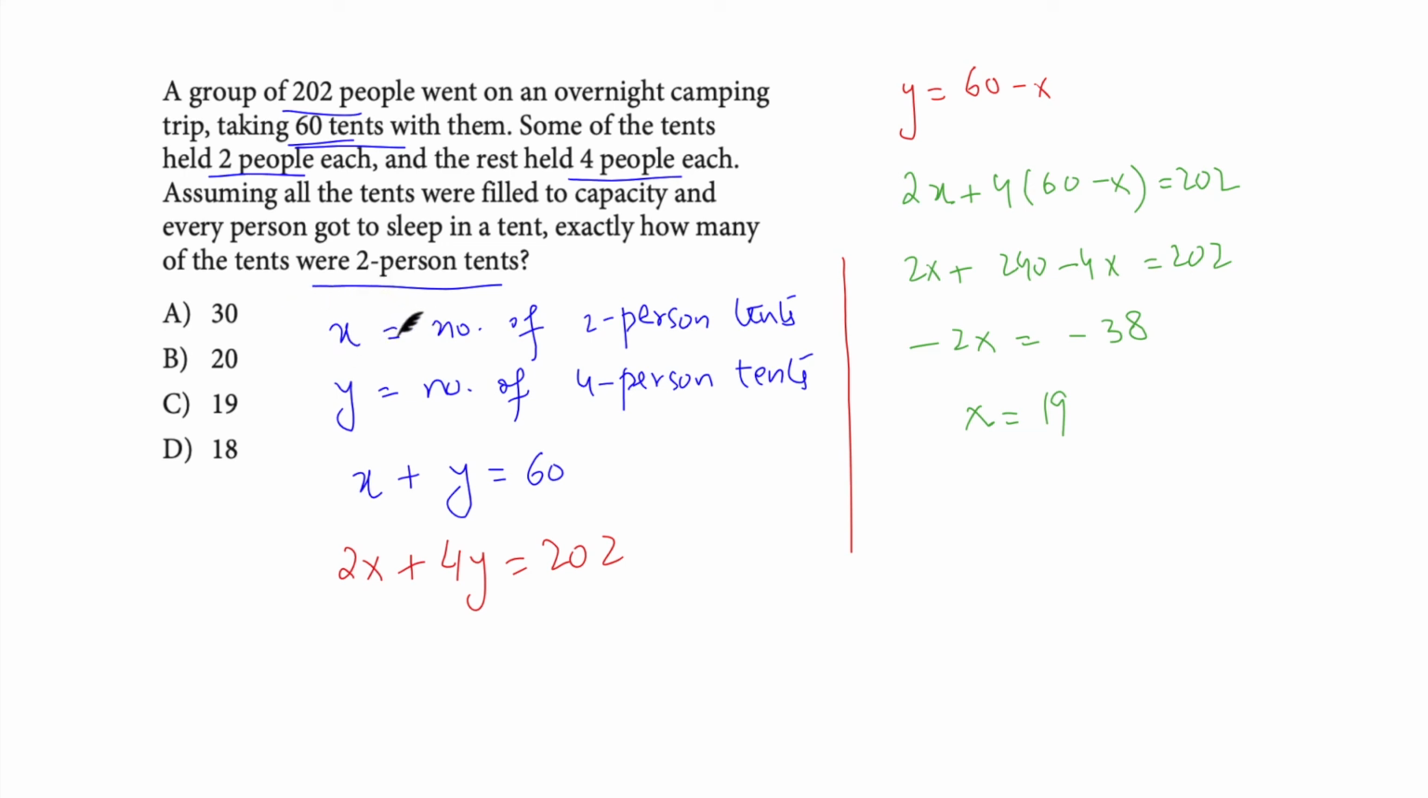How many of the tents were 2-person tents? So that is 19. That is option choice C. That is why I made Y the subject of the formula, because I wanted X. Otherwise, I would have made X the subject of the formula if I wanted this Y.